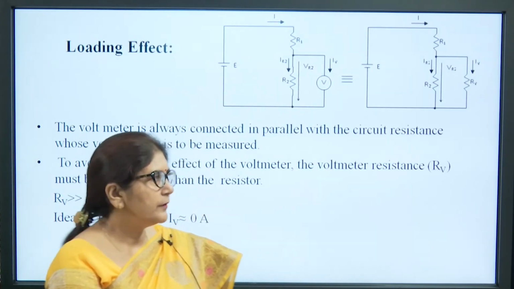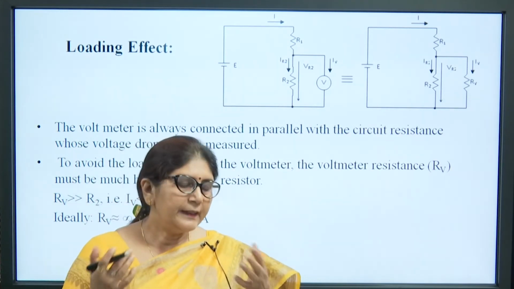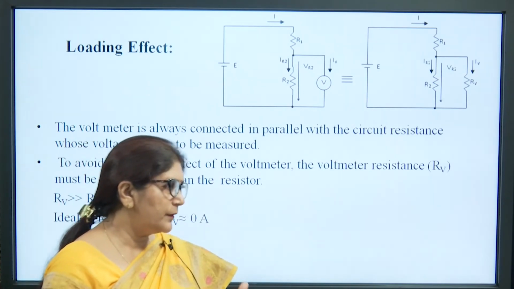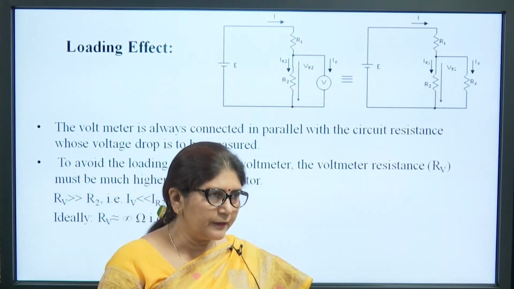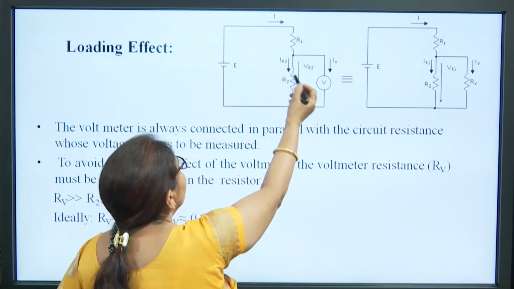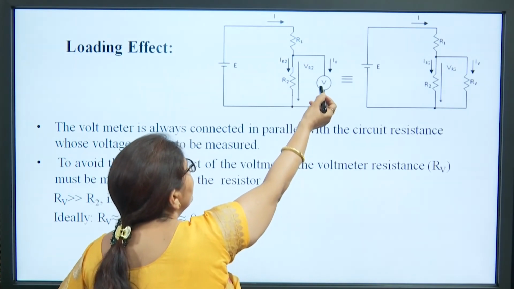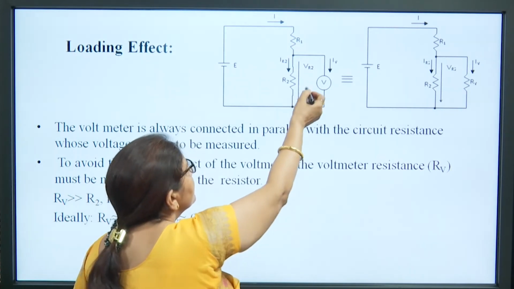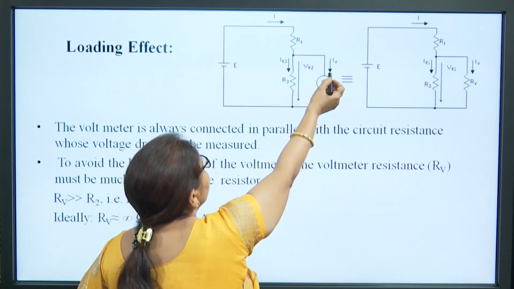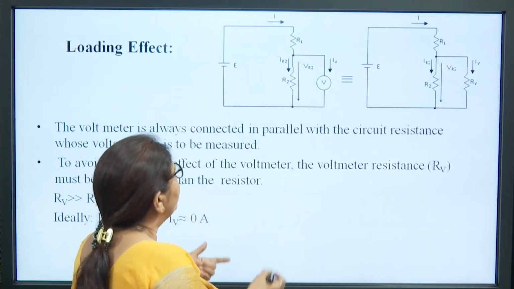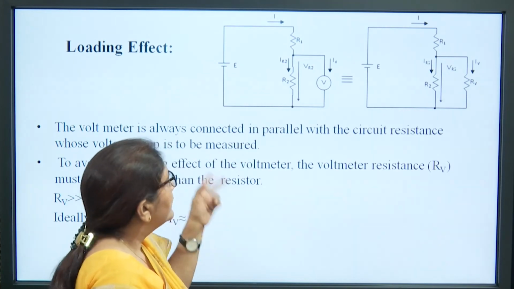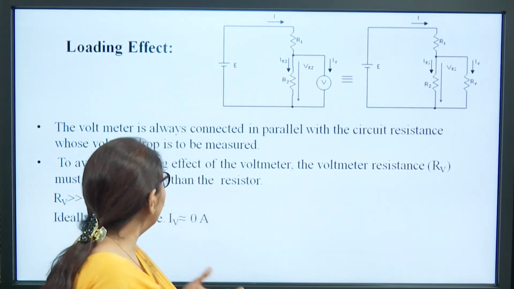So, the loading effect: if we are using a voltmeter that has a very low resistance, then when we connect it to a circuit to measure the voltage across any resistance, suppose here we want to measure the voltage across this resistance, what will happen if the resistance of the voltmeter is very low? The total resistance of the circuit will reduce, and this meter will also draw current. If the current drawn by the meter, IV, is not much less than IR2, then there is a drop across the meter. So, the overall reading will change.